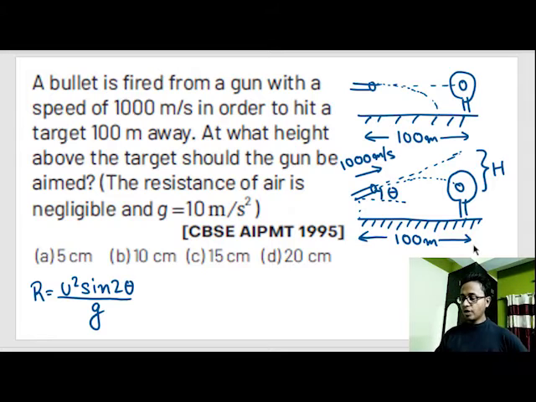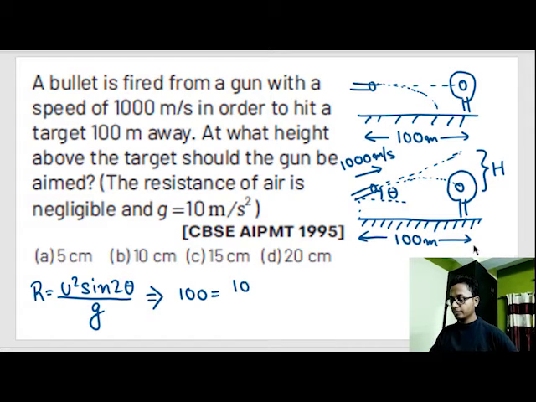So the range is given as 100 meter, u squared is 1000 squared, sin 2θ by g. g is nothing but 10. So can I write simply sin 2θ is equal to 1 by 1000? See, solve this. 1 by 1000 is equal to sin 2θ.